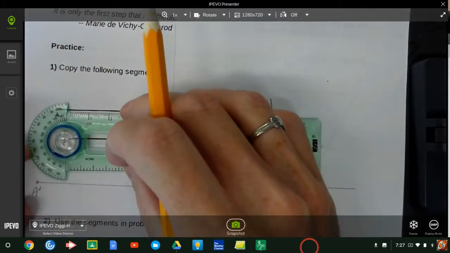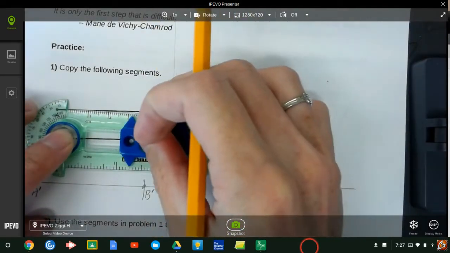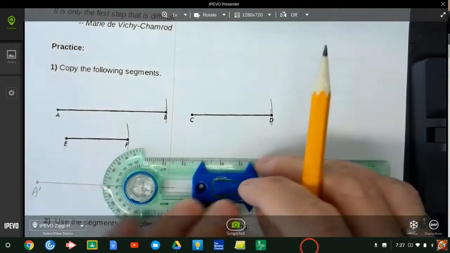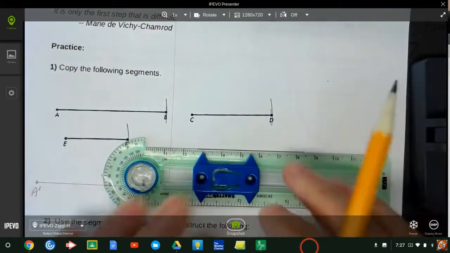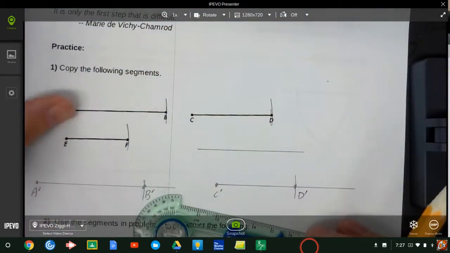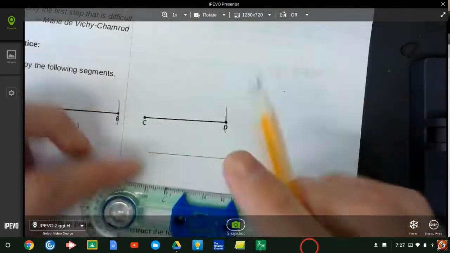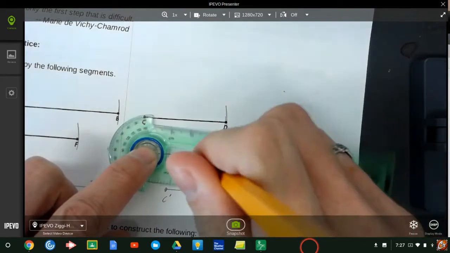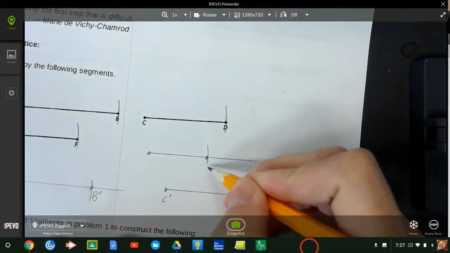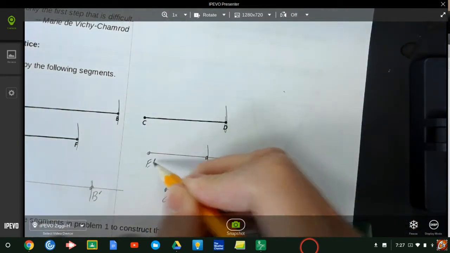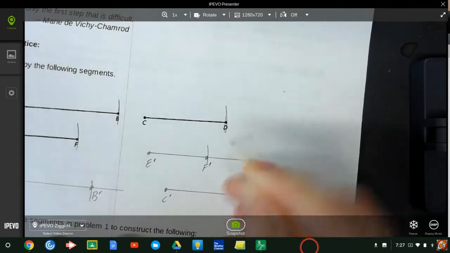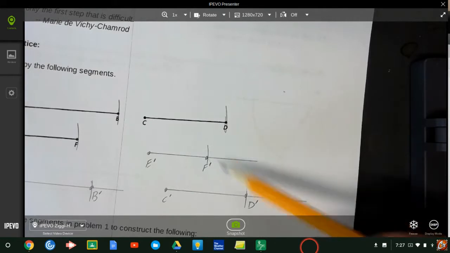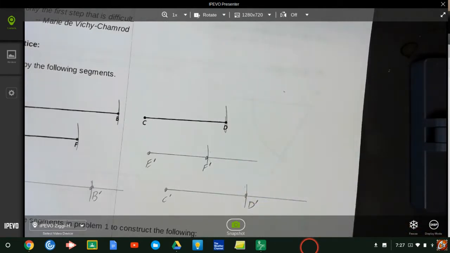So EF, I'll measure the length of EF. Give myself a baseline for EF. And I'll copy the length. Get a point. And if you're off a tiny bit, that's not a big deal, okay? But leave your construction marks so I can see what you did, okay?